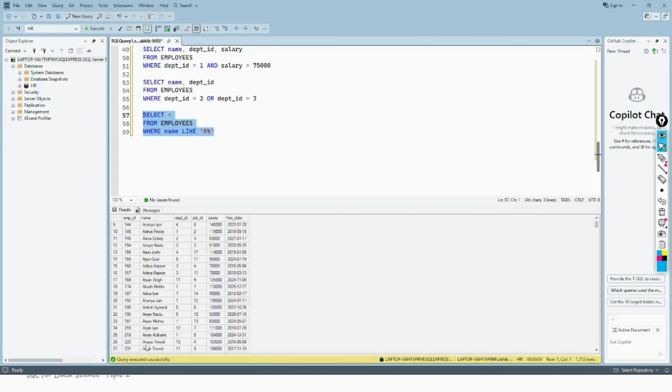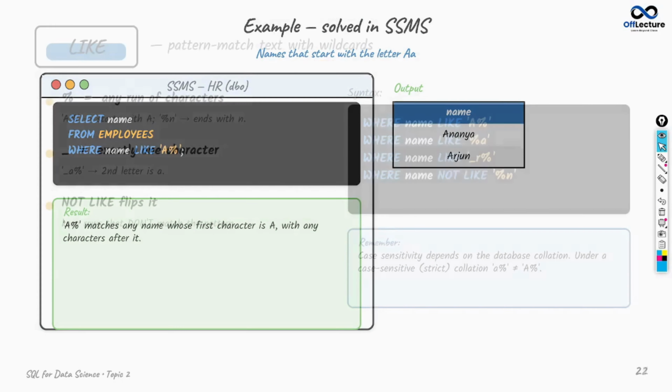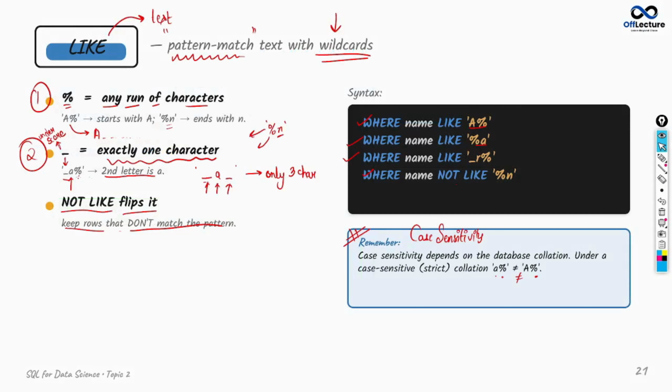Okay. If I write small a here, you will get the same result, because while creating the database, we don't have any case sensitive constraint here. So I hope this is clear how we use the LIKE condition or LIKE clause. It is used for pattern matching with the help of wildcards.